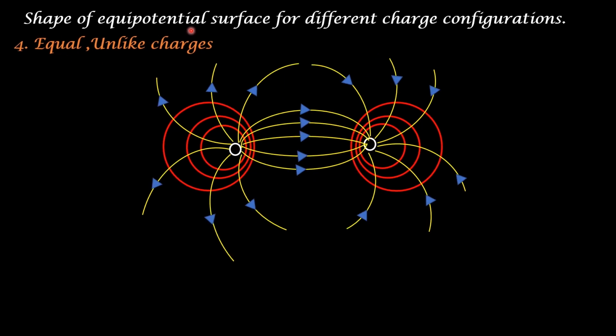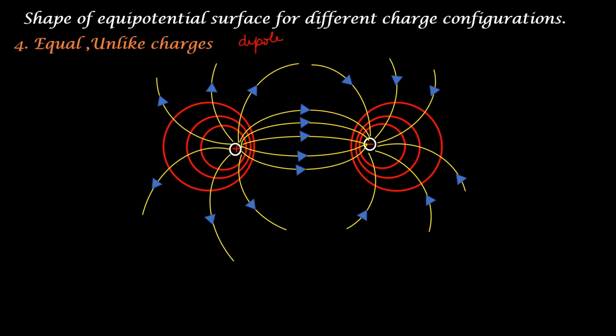Now we will take up the shape of equipotential surfaces for two equal but unlike charges. That is, one charge is positive, the other is negative. This is similar to a dipole. Field lines for the positive charge are directed outward, that is away from the charge, and for the negative charge, these field lines are directed towards the charge. So the electric field lines start from the positive, travel outward, and then join the negative charge.